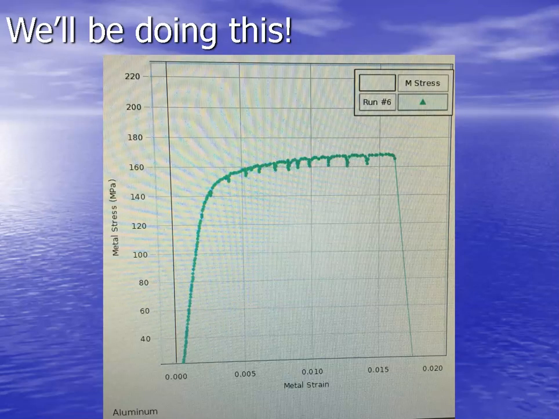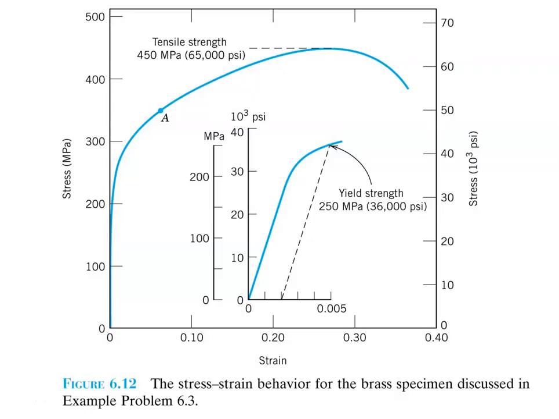Here's some data from a stress-strain curve that we can measure with the Pasco stress-strain apparatus. This one happens to be aluminum, and we'll be doing similar samples in lab. Each group might choose to do different samples like brass or aluminum or various polymers as well. Look forward to doing this after we come back. Your textbook has example problems, such as this one for a brass specimen.